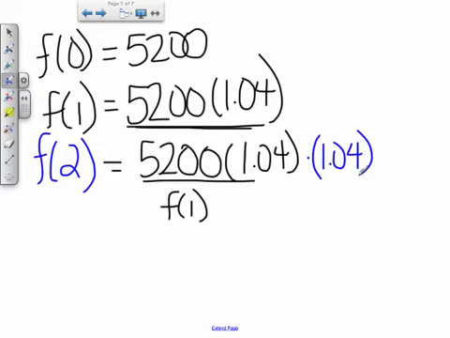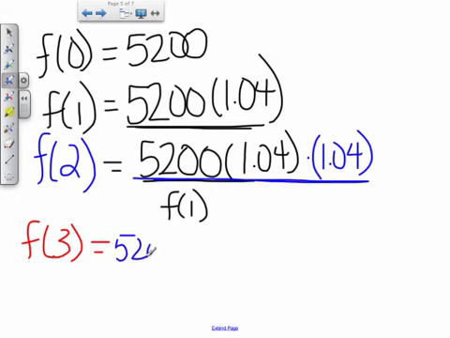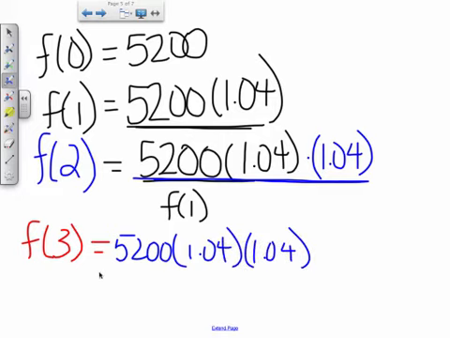Okay? And then to figure out what f of 3 is, I would have to take my f of 2, which is this whole thing right here: 5,200 times 1.04 times 1.04. This is what f sub 2 is, right? So this right here was what I got for f sub 2. I have to multiply it by another 1.04 to get f of 3.